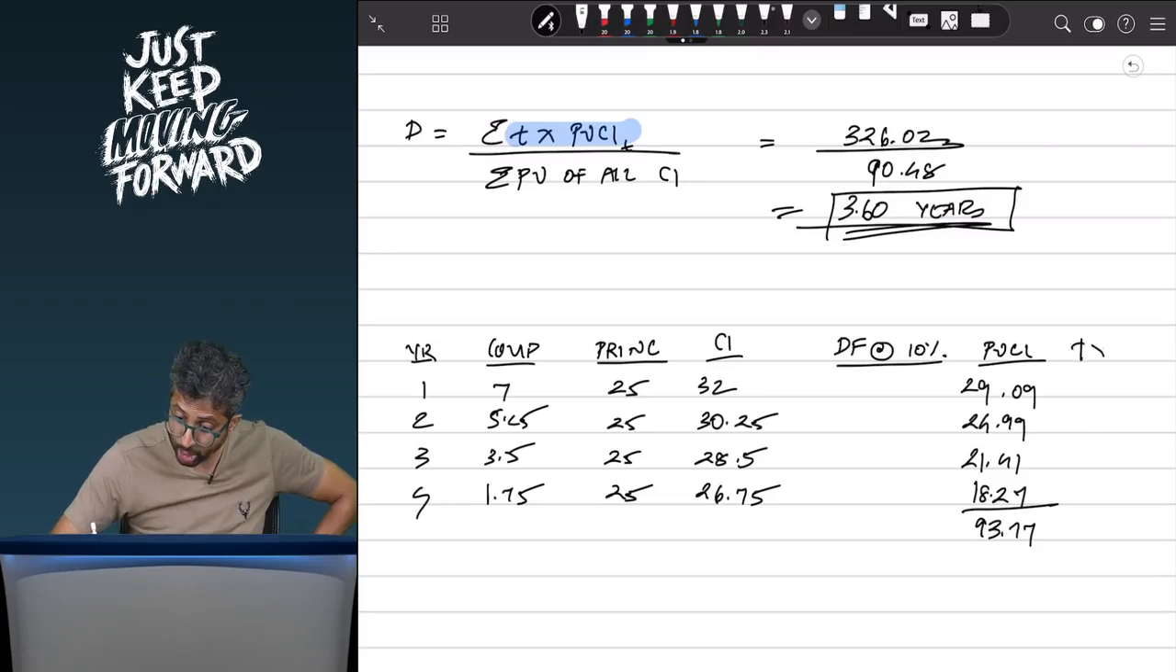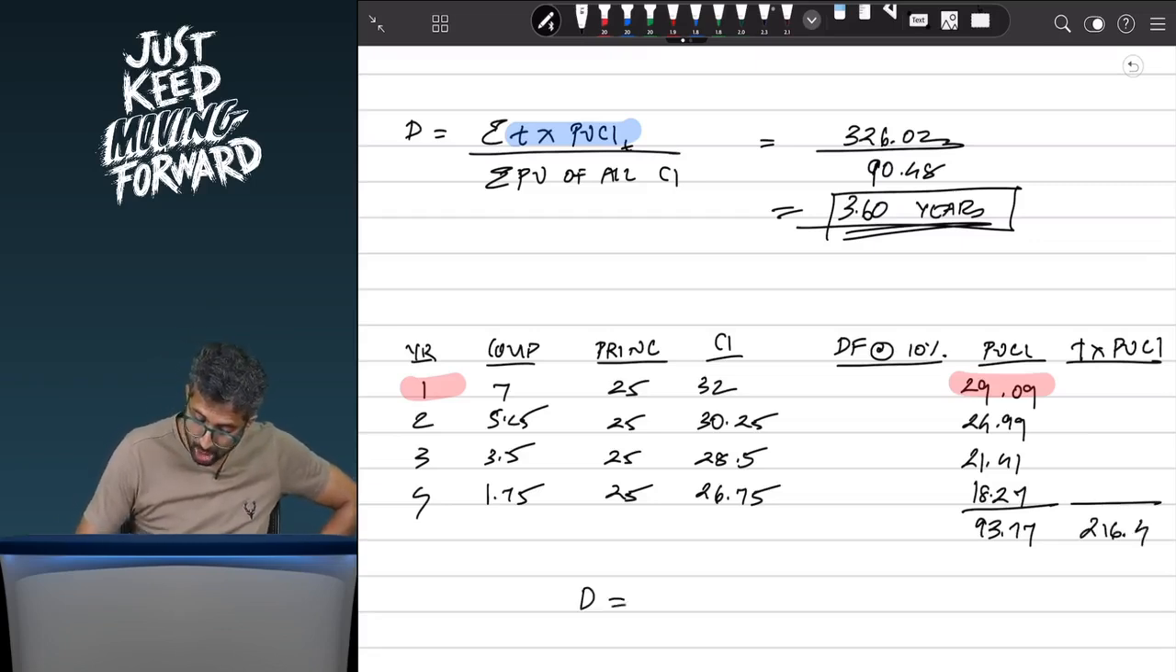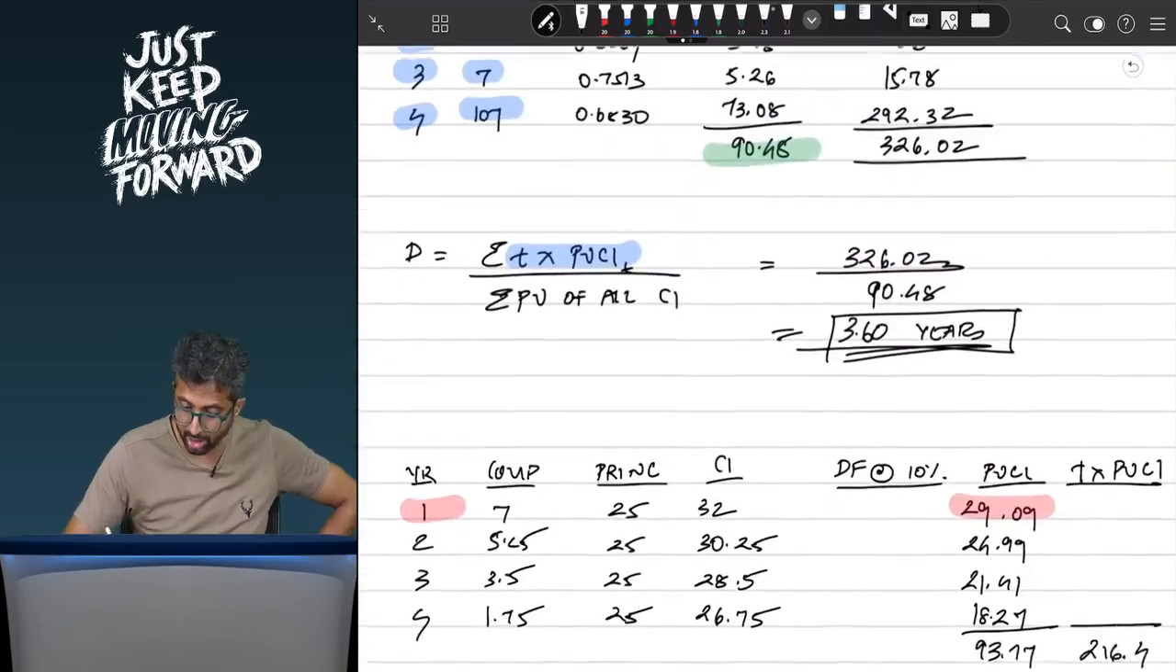And if I do T into PVCI, my T into PVCI will be 1 into approximately 29.09, 2 into 25, approximately 50, 3 into 21.41, approximately 64, and 4 into 18.27, approximately 73. So this is around 216.4. Now if I do the duration, this will be 216.4 divided by 93.77. So my duration will come to around 2.3, which is lower as compared to earlier that I calculated, 3.6.